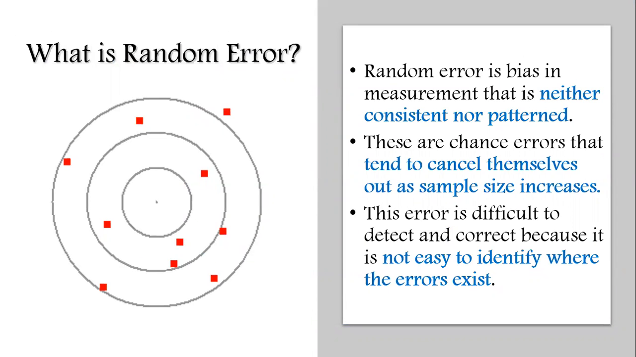Random error is bias in measurement that is neither patterned nor consistent. These are chance errors that tend to cancel themselves out as sample size increases. This error is difficult to detect and correct because it is not easy to identify exactly where the error exists.